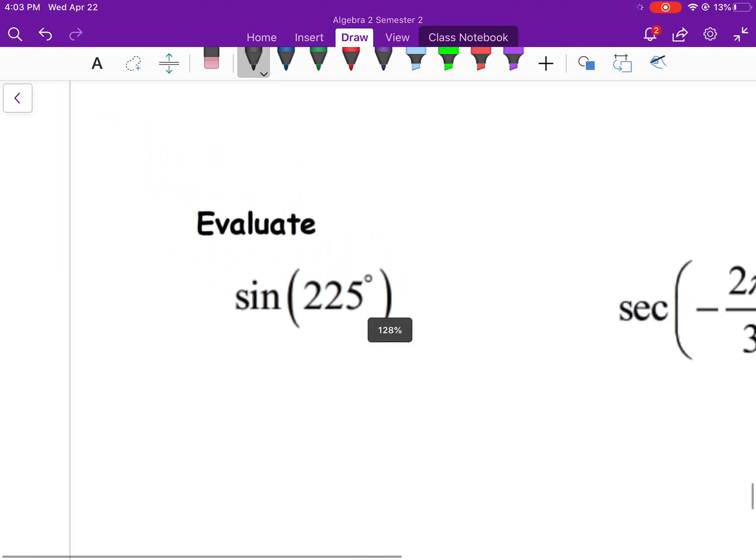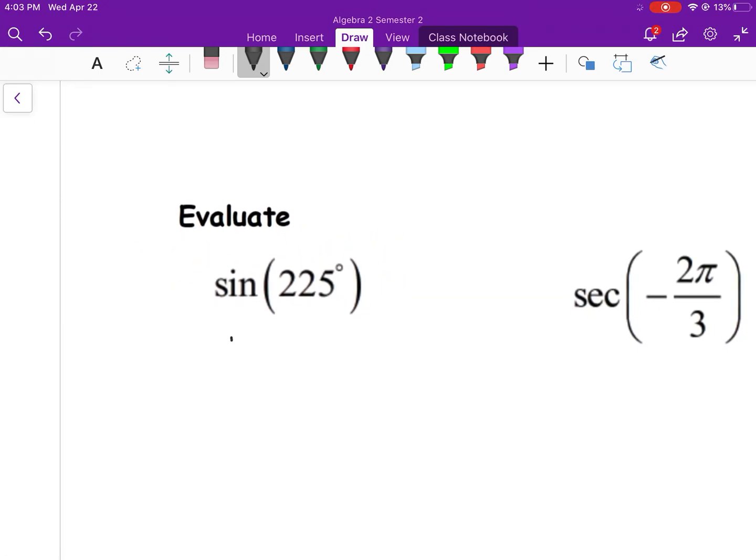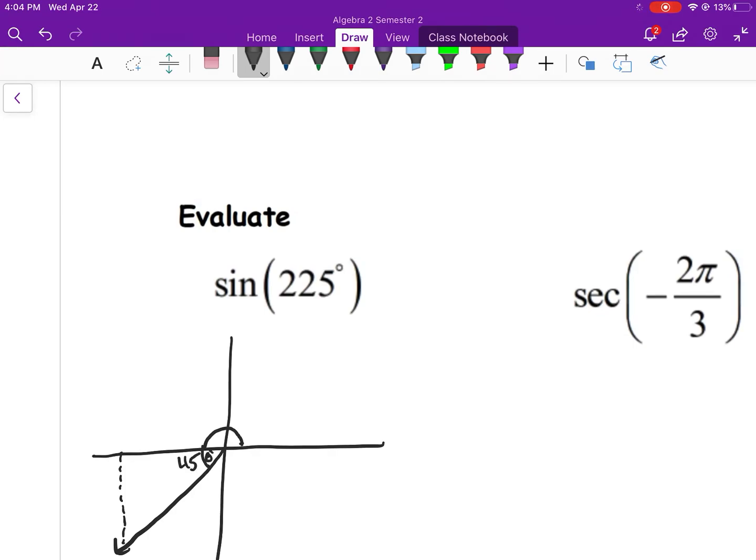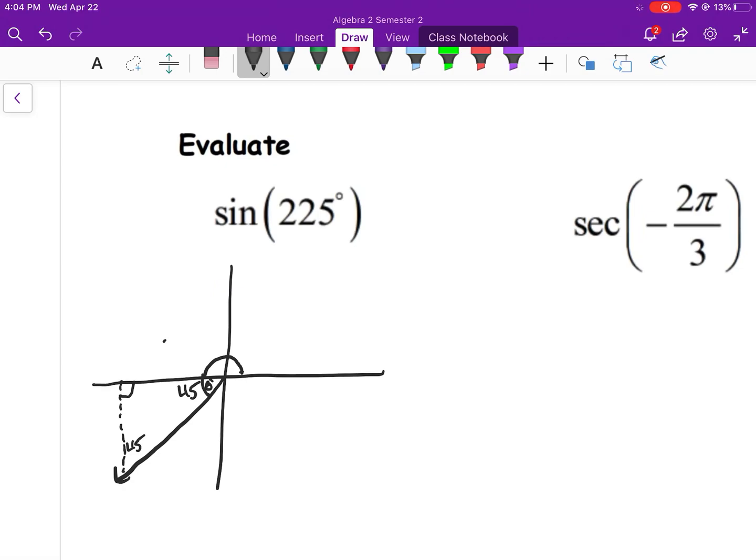Let's do sine of 225. Okay, let's initially draw our angle. Positive, so we're going counterclockwise. 90, 180, and I need to go another 45 degrees. So we'll create a right triangle. This is my reference angle right here, which is going to be 45. Since that's 45, we created 90. It's a 45, 45, 90, so we got 1, 1, square root of 2.